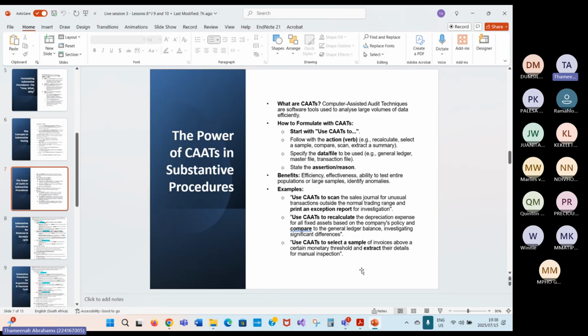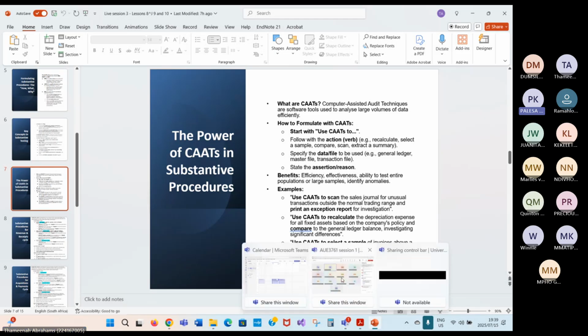I think the only one you can really use is recalculate, if you're thinking of the verbs. But the others would be scan, extract, or compare, stuff like that. I see here they also used select a sample, which a human can also do. Yes, a human can also select a sample. It depends. Sometimes an auditor can want CAATs to do the entire population, but sometimes they will maybe let the CAATs only do a sample. Okay, cool. Makes sense. Thank you. Bye.